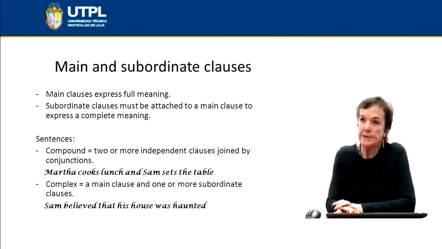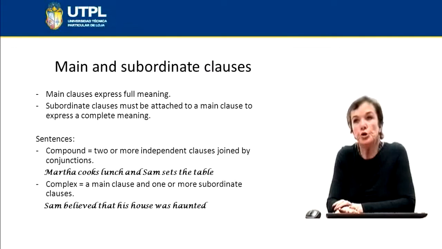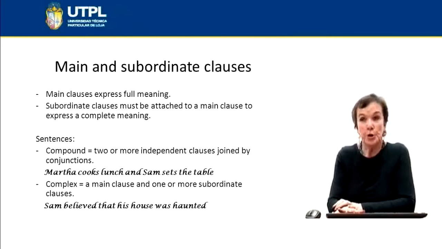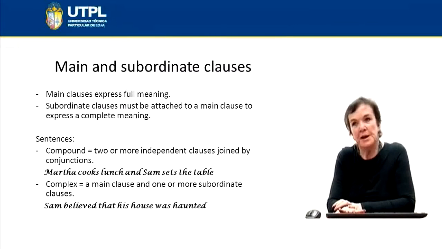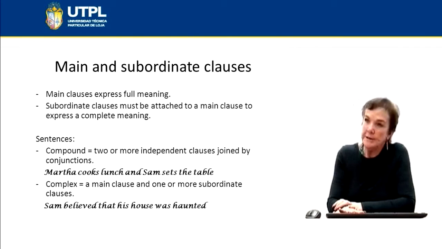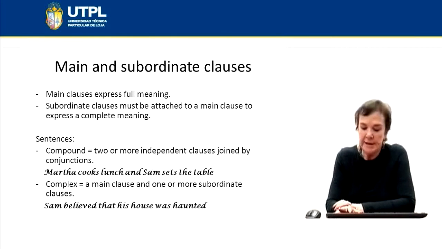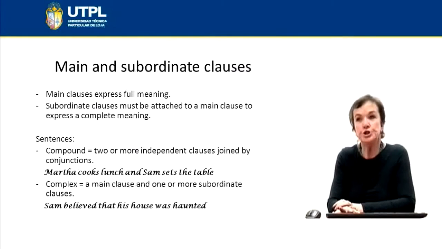Going back to clauses, we might say that we have two basic types of clauses, main and subordinate. Main clauses express full meaning. On the other hand, subordinate clauses must be attached to a main clause to express a complete meaning. Subordinate clauses are adverbial clauses, relative clauses, and complement clauses. We will talk about them later. Sentences, on the other hand, are compound, which are formed by two or more independent clauses joined by a conjunction.